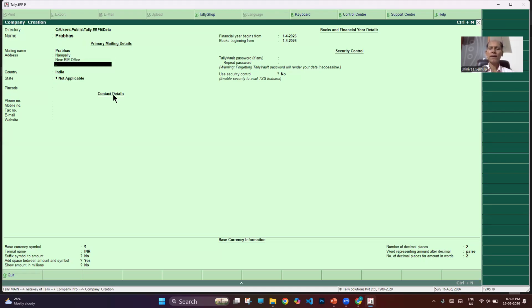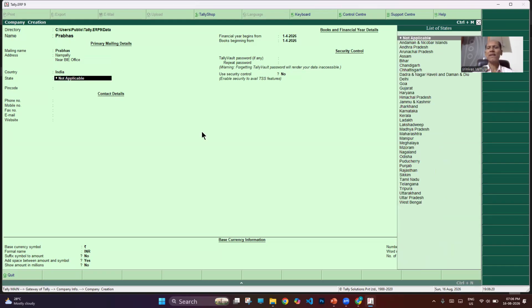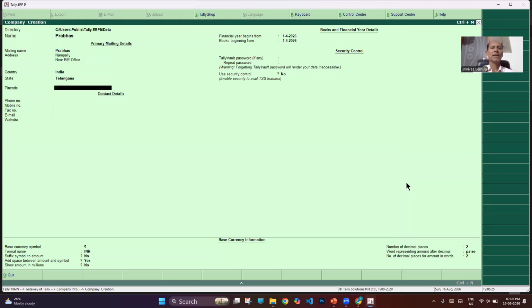Okay, next. Country is India. State, Telangana. Enter. Next, pin code number. You take 500090. Next. These are imaginary figures. Dear students, these are imaginary figures, so you may enter as you like. And phone number, enter. Mobile number, enter. Fax number, enter. Email.